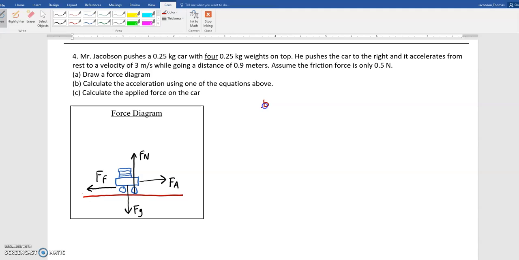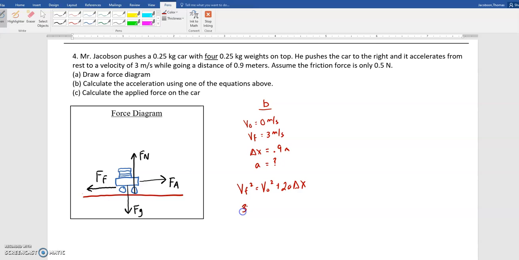When I want to do part B, it says solve for the acceleration using one of the equations on the top of the sheet. Well, going through the problem, I can see that it accelerates from rest, so that's my initial velocity. It gets to a velocity of 3 meters per second while going a distance delta x of 0.9 meters. And I want to solve for the acceleration. That means I have to find an equation that has those 4 things in it, and I already know it, which is Vf squared equals V naught squared plus 2a delta x.